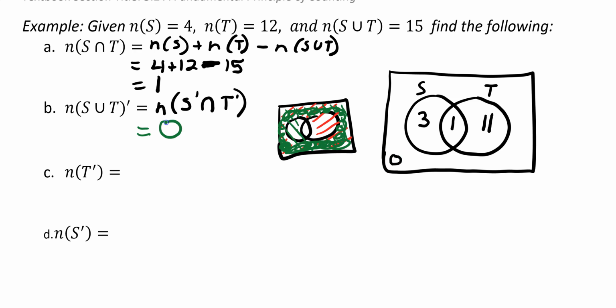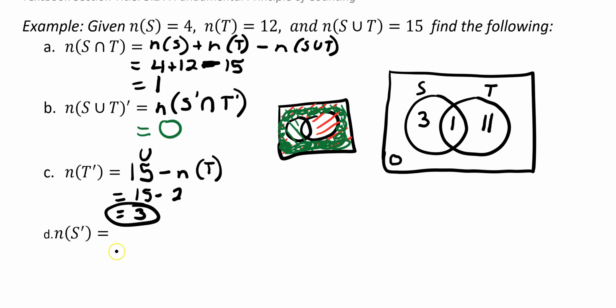For part C, I want to know the number in T complement. Well, I know altogether in this entire Venn diagram, there are 15. And I'm going to subtract out the number that are in T. So that's really the universe minus the number in T. And we have 15 minus 12, so that equals 3.